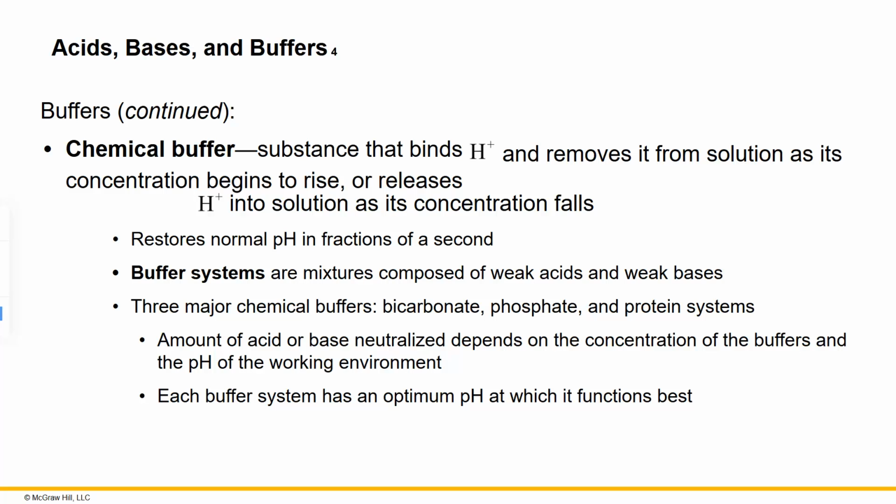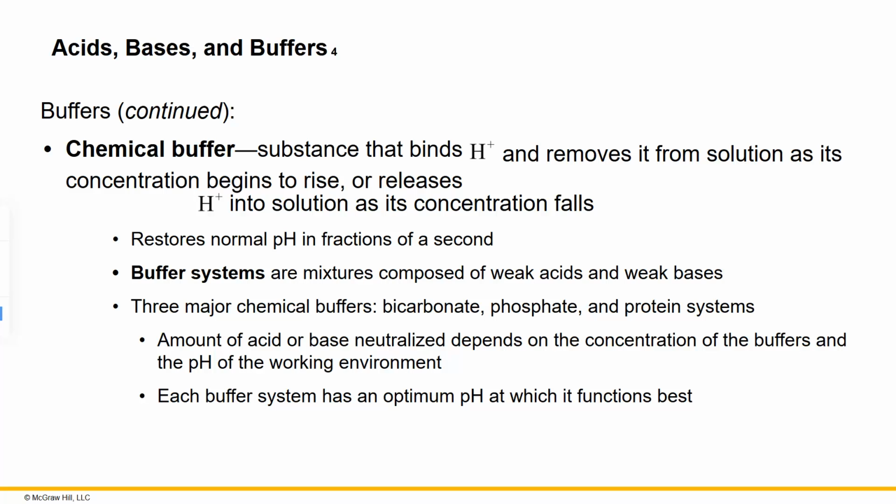A chemical buffer is a substance that binds hydrogen ions and removes them from solution as the concentration begins to rise, or releases hydrogen ions into solution as the concentration falls. It restores normal pH in fractions of a second.